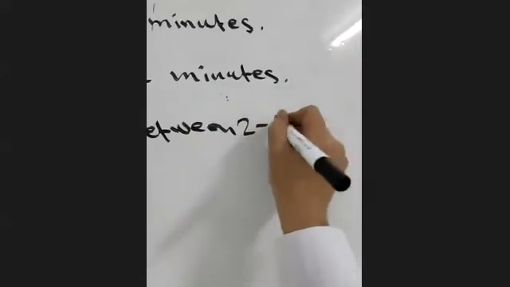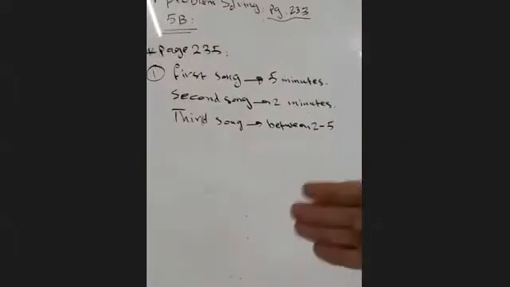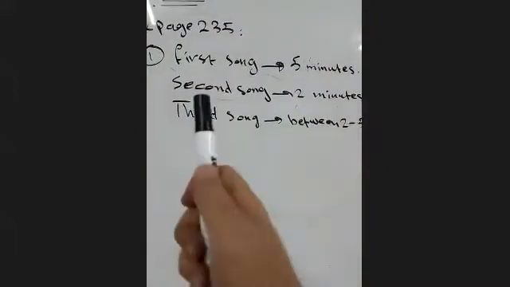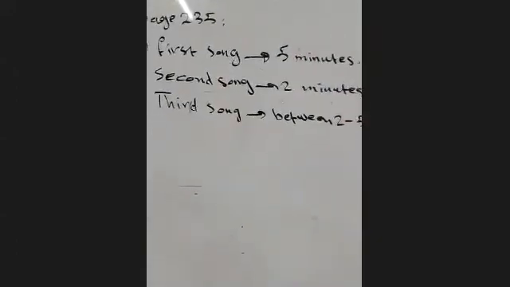So what we have here is a CD with 3 songs. The first song, 5 minutes. The second song, 2 minutes. The third song is between 2 minutes and 5 minutes. Continue. What is the total length of all 3 songs?